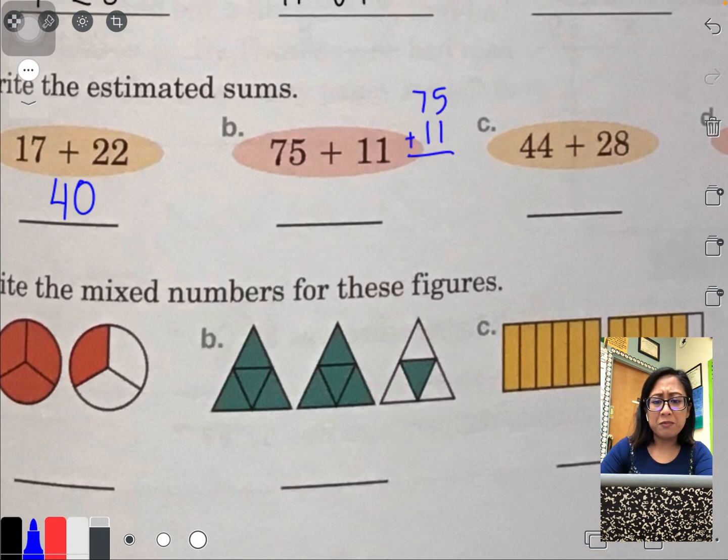Now in 75, I'm going to circle the 5. And it's 5 or more, so I have to add 1 to the 7. So that's 80. Plus, here for the 11, I circled the 1 in the 1's place. And it's smaller than 5, so I don't have to add anything to the 1. So it's just 10. Now I'll add 80 plus 10 is 90.